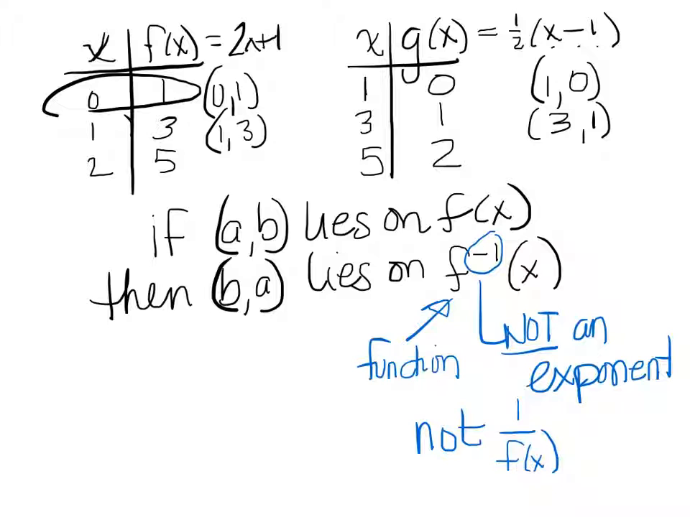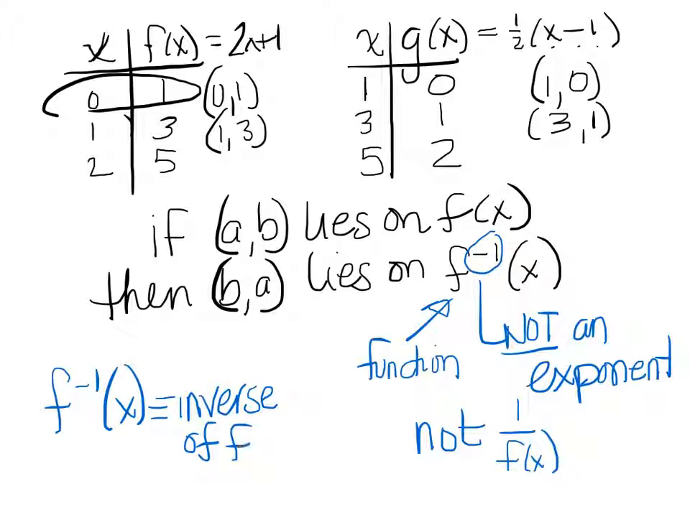When you see the f to the -1, I'm even saying it wrong. It's just read inverse function. So f to the -1 of x is read as inverse of f of x. Okay? You know, it's just read f inverse. Don't be doing 1 over f on me.